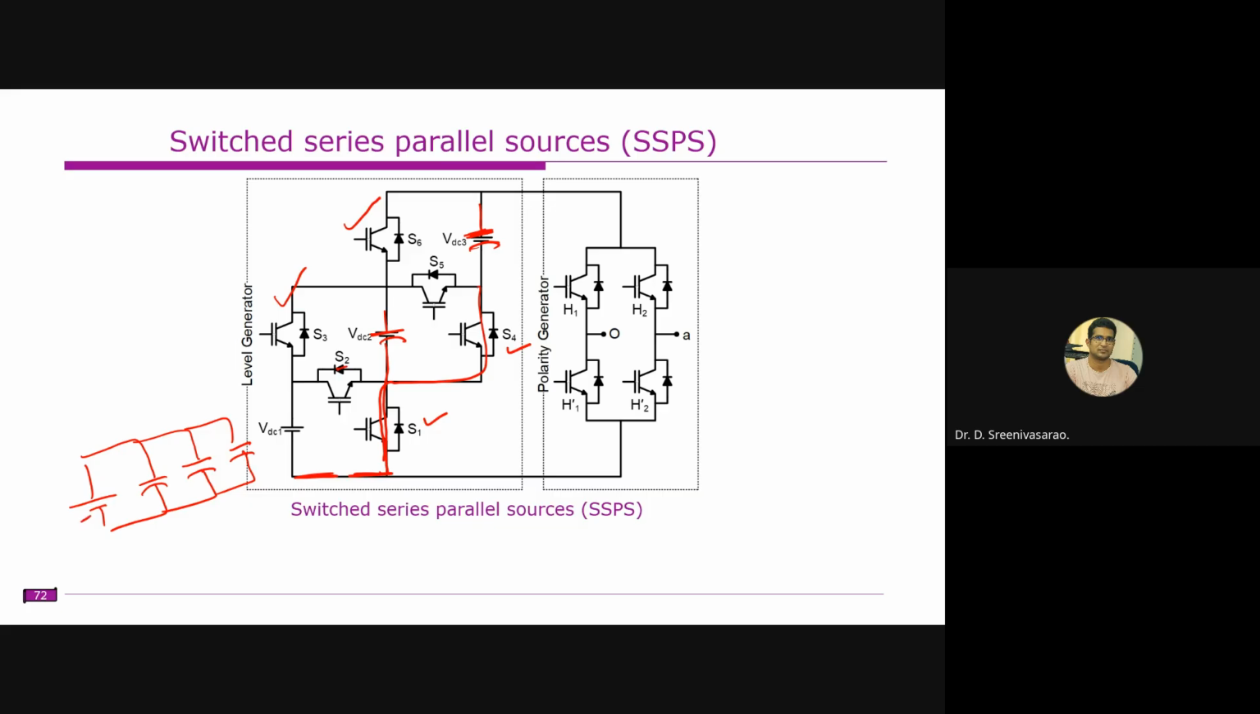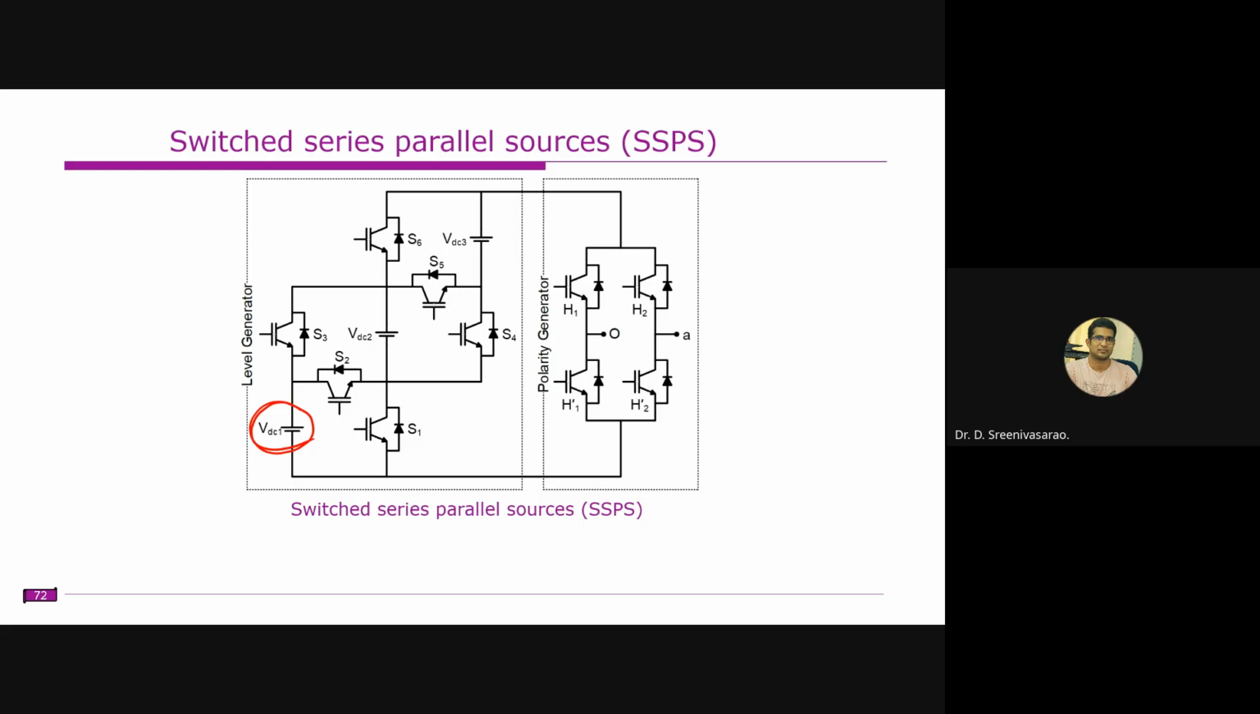So this is the DC source. Now all these things will be charged to VDC. So this is VDC, VDC, VDC. Likewise, right? Understood. So that means you basically require only one DC source, and the rest you can make with capacitors. Right? But there are other disadvantages when it is capacitors.